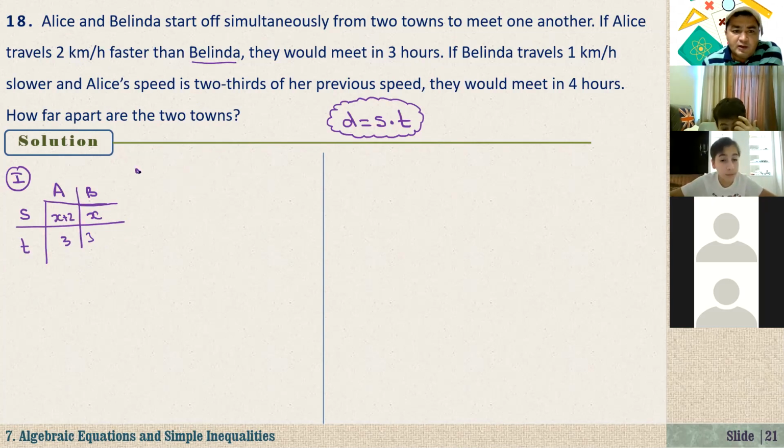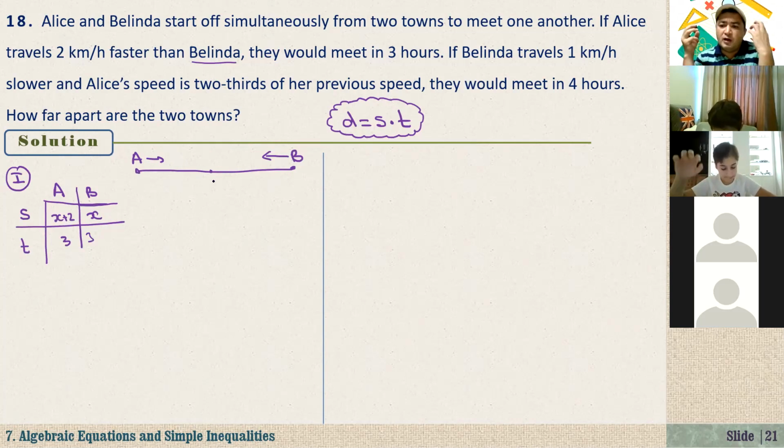So we are talking about a distance between two towns. Let's say this one is A and this one is B, right? Alice and Belinda are walking towards each other, right? They meet somewhere here. This is their starting point. Once again, if you remember, we saw a similar question. If two people are walking towards each other, how fast are they approaching each other? So we need to add their speeds, right?